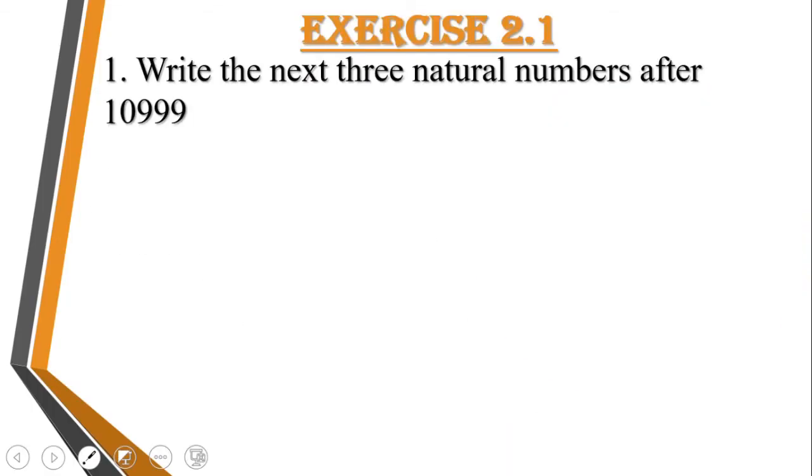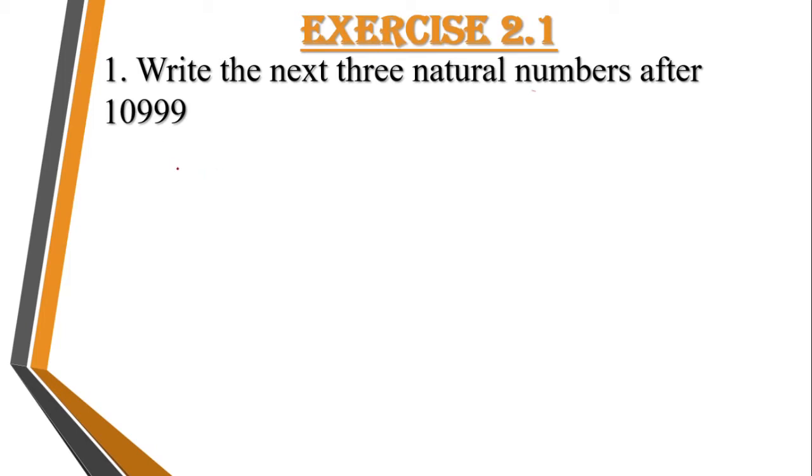Now the first question is, write the next three natural numbers after 10,999. Now here next three means the numbers which come after. So the numbers which come after are called the successor, right? And to find the successor we will do plus 1 to the number. Now here also we will do plus 1 until we get three natural numbers. Now let's find out the successor.